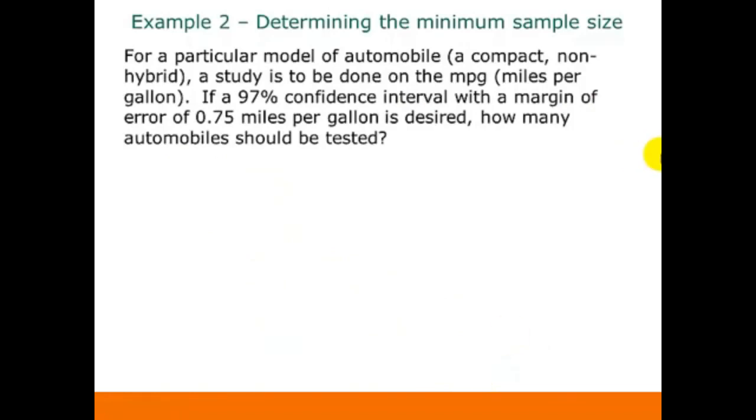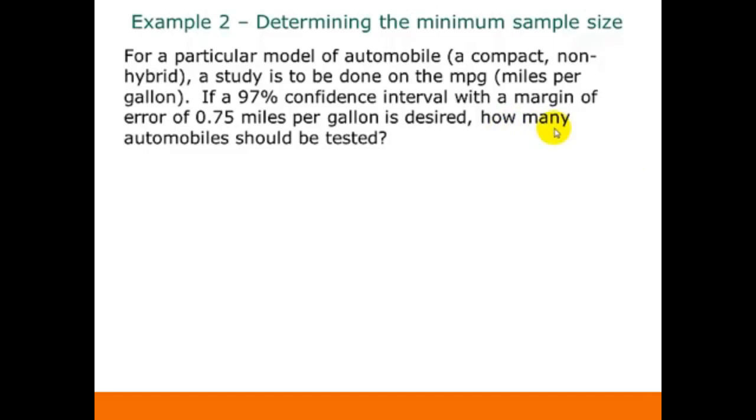Here's another example. For a particular model of automobile, a compact non-hybrid, a study is to be done on the miles per gallon. If a 97% confidence interval with a margin of error of 0.75 miles per gallon is desired, how many automobiles should be tested? So again, it's asking how many automobiles we want to test, which is asking what our sample size should be.